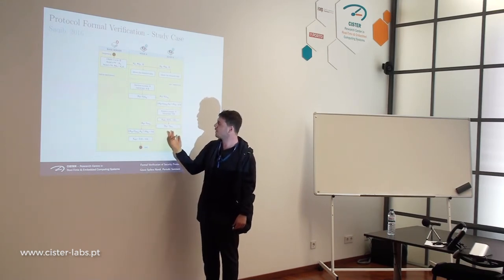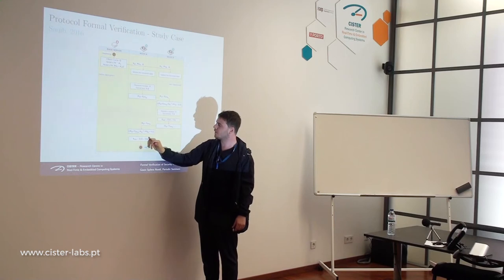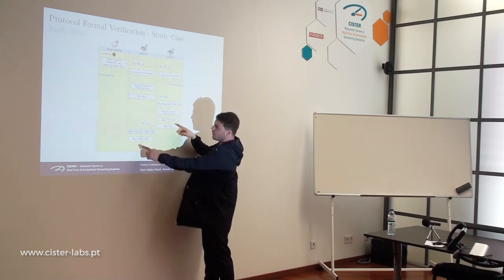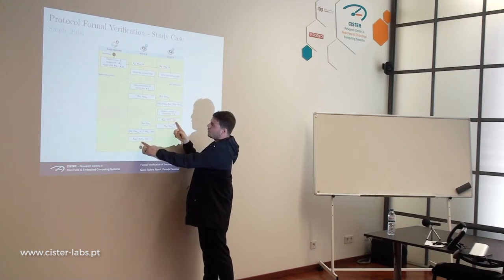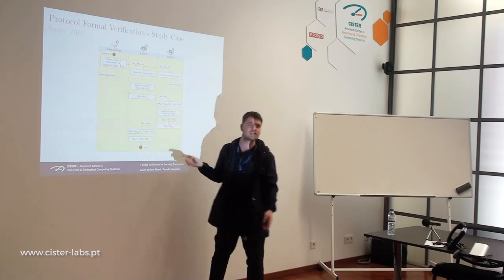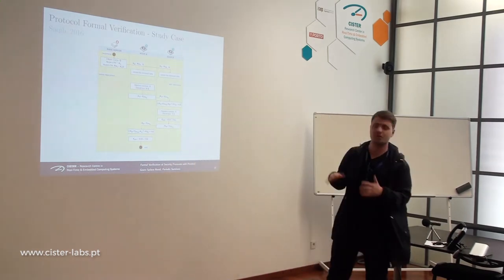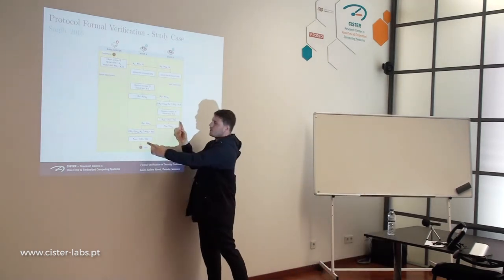After that, B does the same thing, and A follows the same process. So they both arrive at the same symmetric key, which is XG plus YG. The idea of the protocol is that the two entities can arrive at the same key.